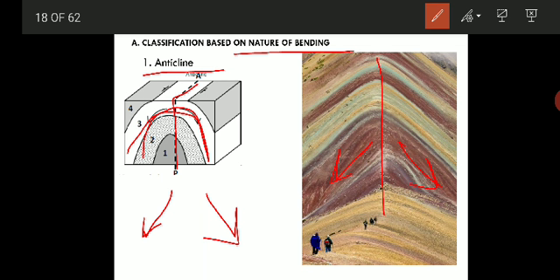Okay, so in anticline fold, if you see, this is the older bed and this is the younger bed. So the older bed occupies the center or interior of the fold. So at the center you will find the older bed and the younger bed will be at the top. So this is an anticline fold.